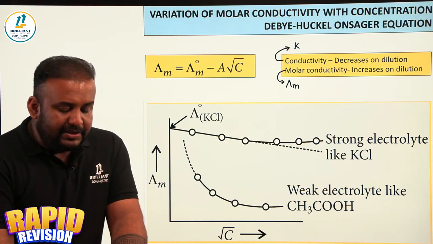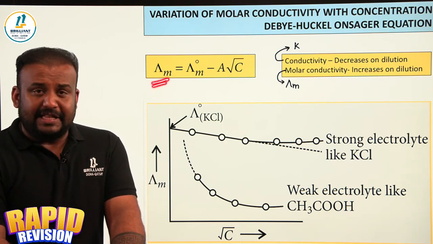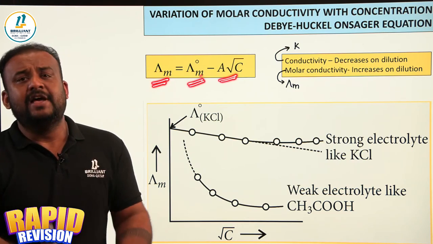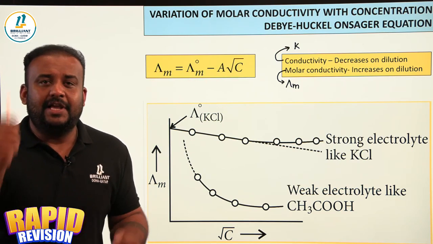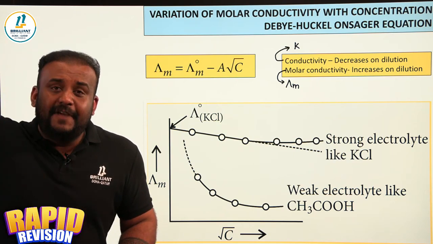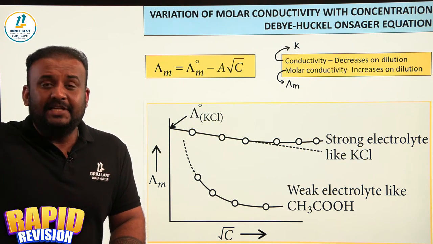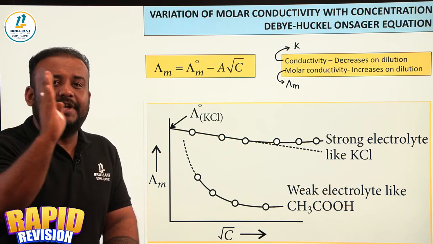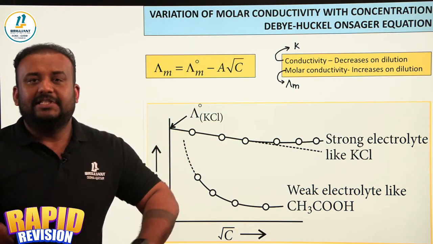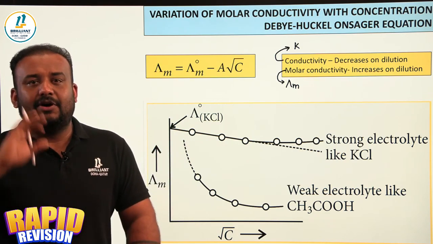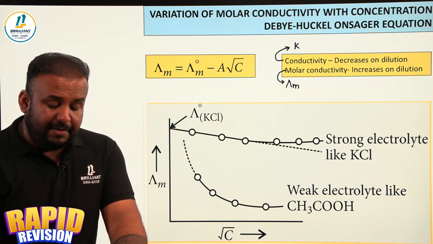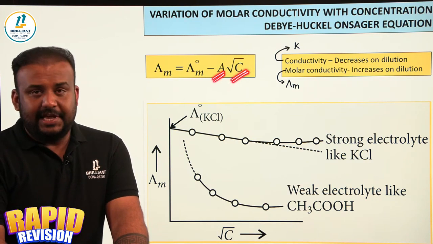The Debye-Huckel-Onsager equation, or its mathematical expression, is lambda m equals lambda naught m minus A root c. What is lambda m? Molar conductivity. What is lambda naught m? Molar conductivity at infinite dilution. That means when the concentration of the electrolyte approaches zero, the conductivity of the electrolyte at that time is called infinite dilution molar conductivity. And remember this graph, it is very important. A is a constant, C is concentration.